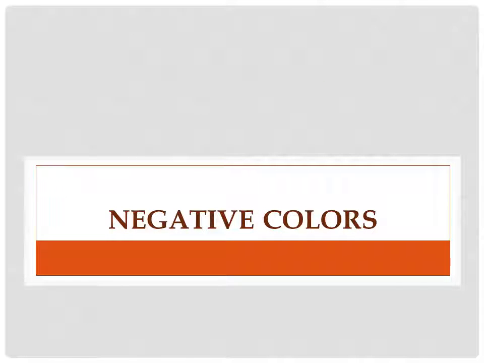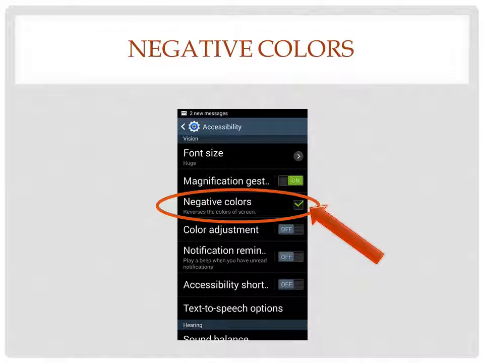Another feature that is especially helpful to individuals with visual impairment is the negative colors option. It will reverse the colors of the screen. To reverse the colors on the screen, touch the negative colors menu option. A green check mark should appear in the box, and the screen colors will immediately change. I have circled this area and provided an arrow to make locating these items easier.